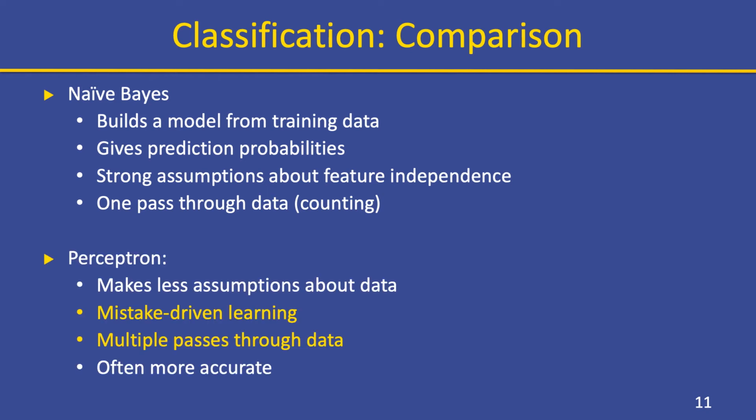The perceptron, on the other hand, makes fewer assumptions about the features or the data. It is a mistake-driven approach to learning. There are multiple iterations here, multiple passes through the data. The perceptron is often more accurate than naive Bayes.